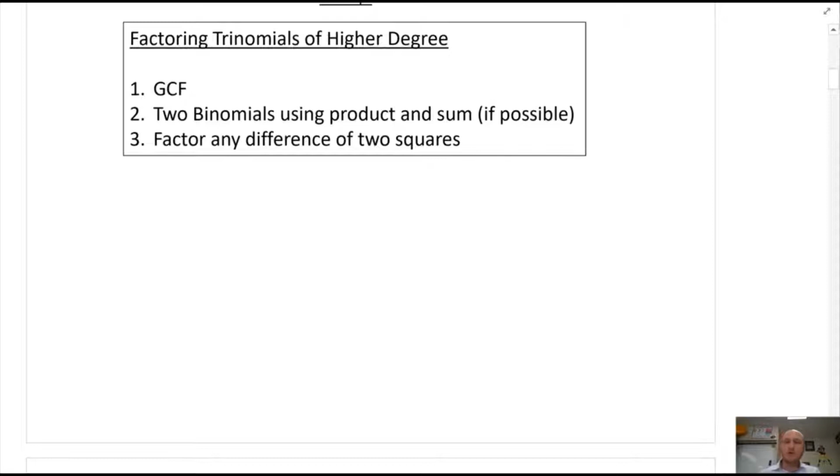It's important that we look for a GCF first because it will simplify or reduce the trinomial that we're working with. Secondly, we'll want to factor the trinomial into two binomials using the product and sum method. And I'll refresh your memory on what that is today. And then thirdly, we'll factor any difference of two squares from our binomials if that is applicable.